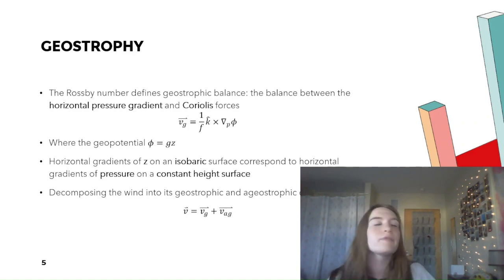A reminder, ageostrophic just means non-geostrophic, right? So any wind is made up of geostrophic and not geostrophic components. Not that hard, right? So we just use VG as geostrophic and VAG as ageostrophic. Again, that prefix A, if you see it in front of anything, it means not. So ageostrophic, not geostrophic.